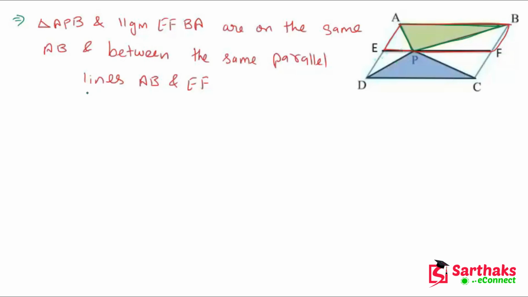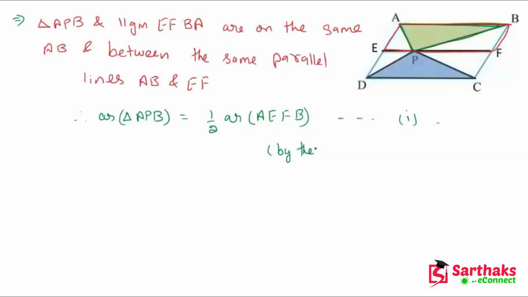So we can say that area of triangle APB is equal to half of the area of parallelogram AEFB. Okay, let's suppose this is equation number 1, because we know that area of triangle is half of the parallelogram if they have the same base and same parallel lines. Okay, I hope you understand these things. So we can write here by theorem, in short, by theorem 9.2.